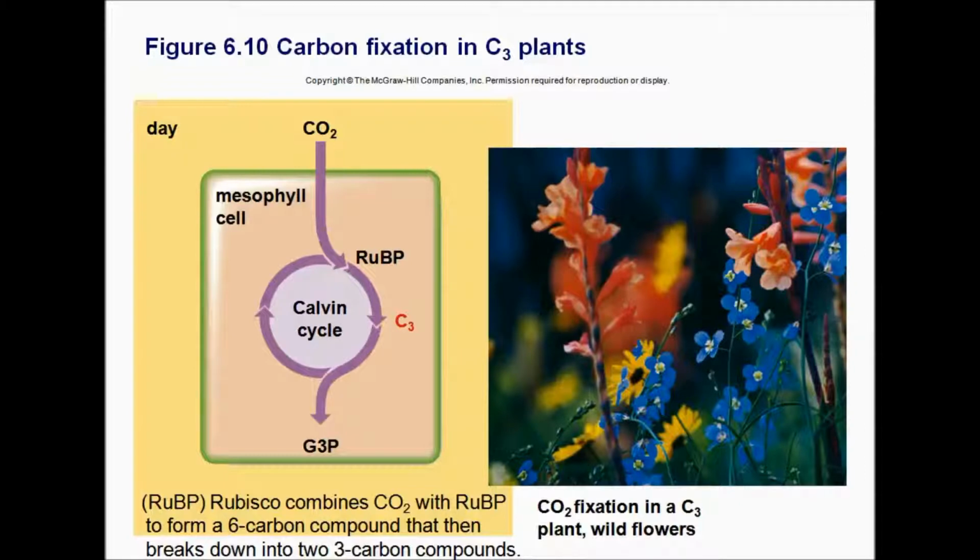Okay, let's talk about C3 plants a bit more. In this stage, carbon dioxide fixation occurs in C3 plants by taking this molecule right here, combining it with CO2, and breaking it into two 3-carbon compounds. That's the first step of it.